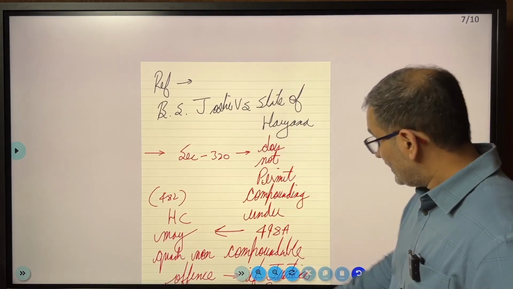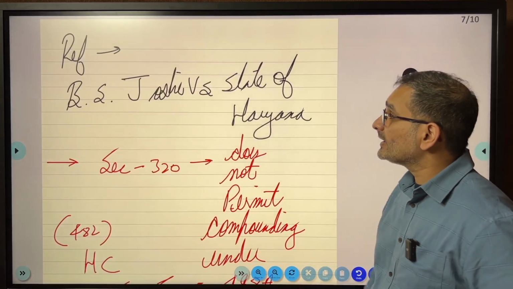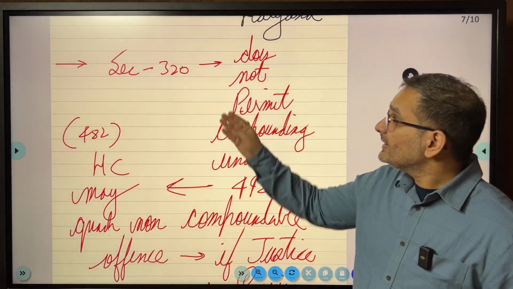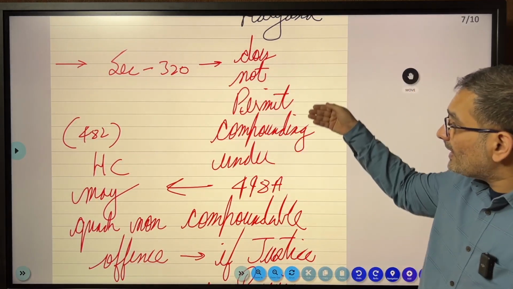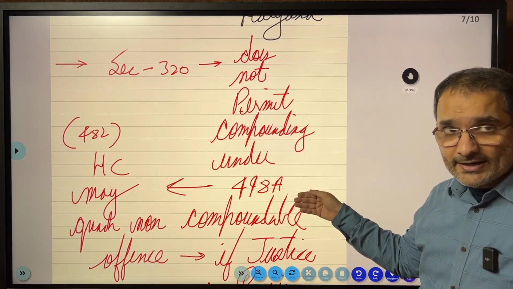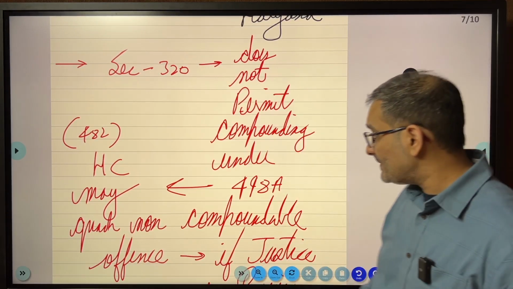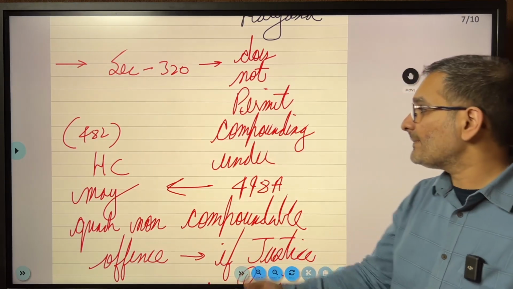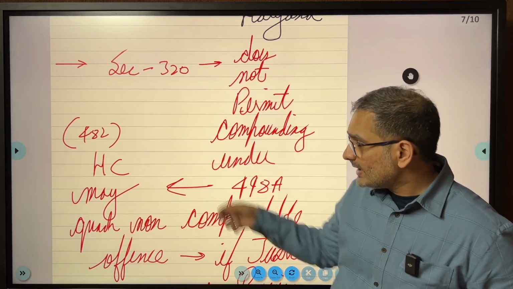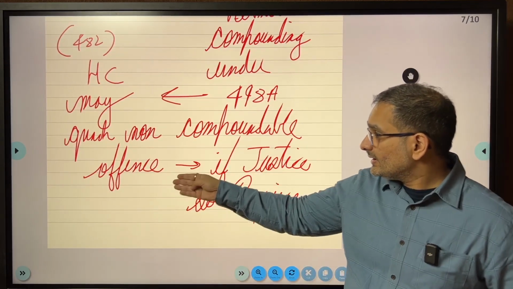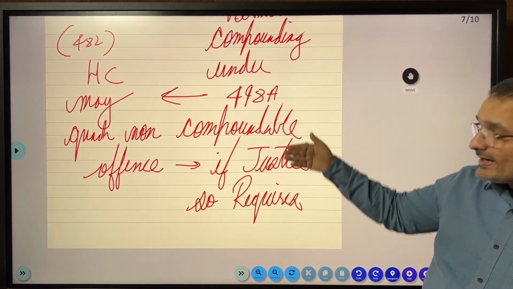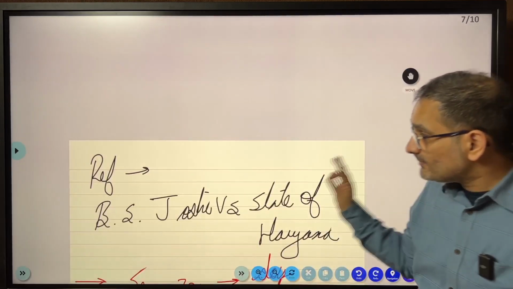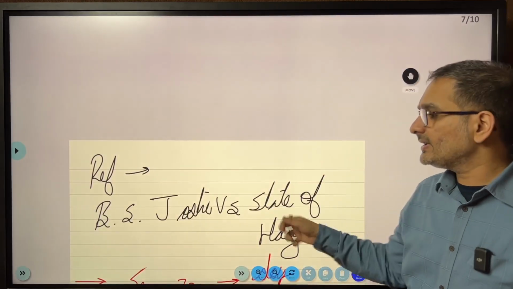All right. Then another reference was made to a very important case law called B.S. Joshi versus State of Haryana. In this case law, it was declared that Section 320, even though it does not permit compounding of offences under 498A, because there is no listing in the schedule in the CrPC, under 482 CrPC, everyone's favourite section, the High Court may quash these non-compoundable offences relating to 498A if the ends of justice so require. Do mark this out. A very good and excellent judgment.